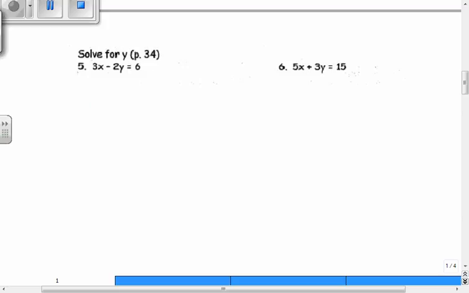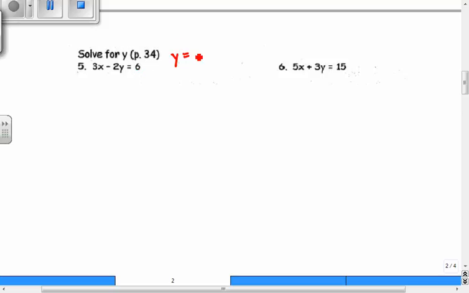Okay, problem number 5 asks us to solve for y. So if we look at this equation, we're probably wanting y equals mx plus b format. Because we have an x and a y, we probably want to be able to graph this. So let's see. To solve for a variable means to get it by itself.